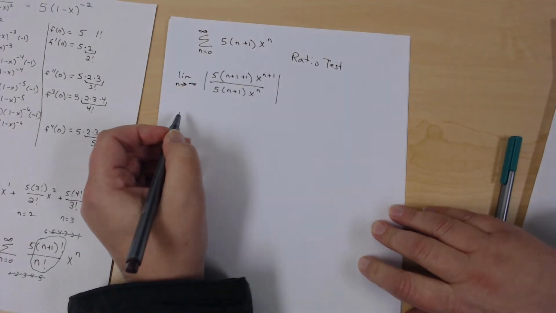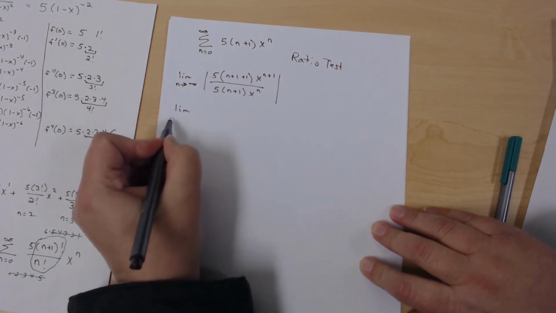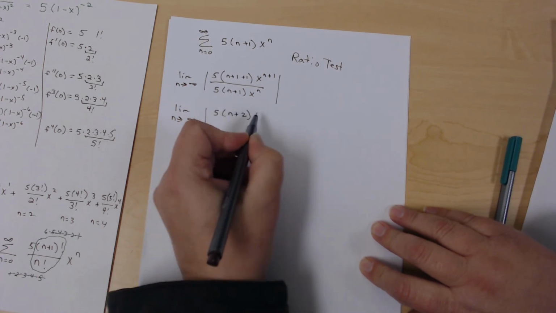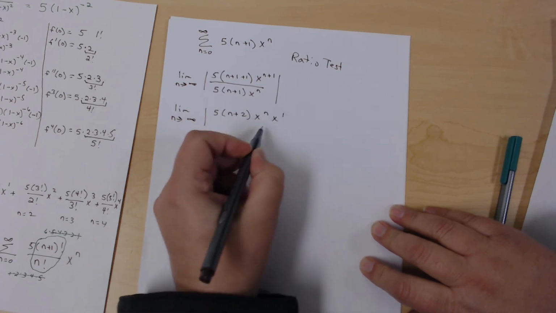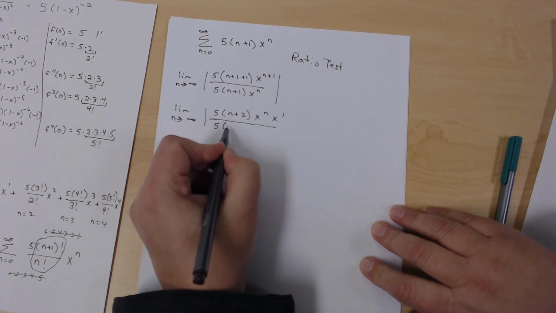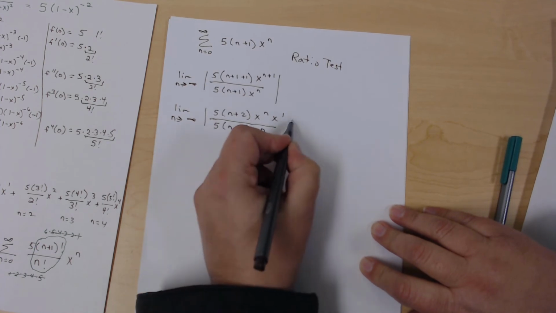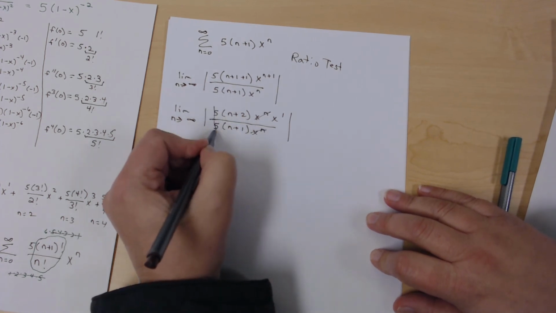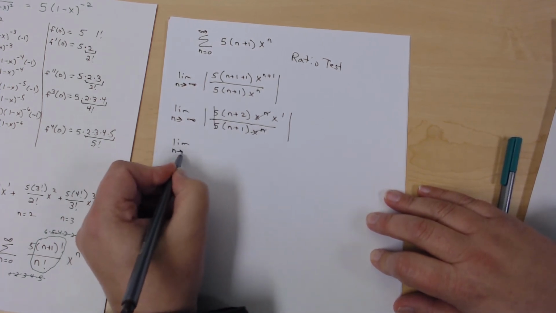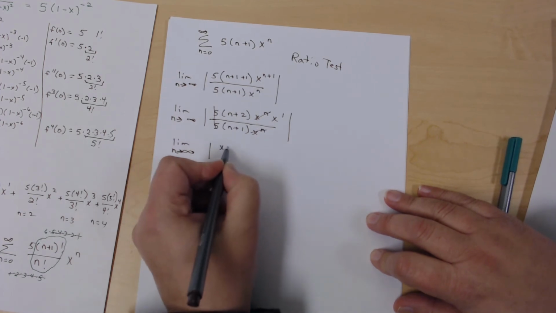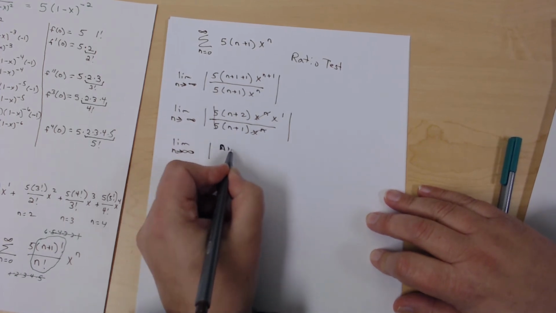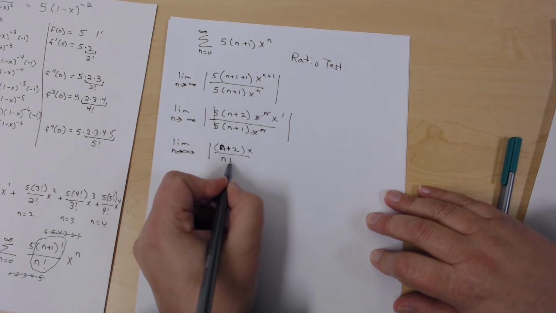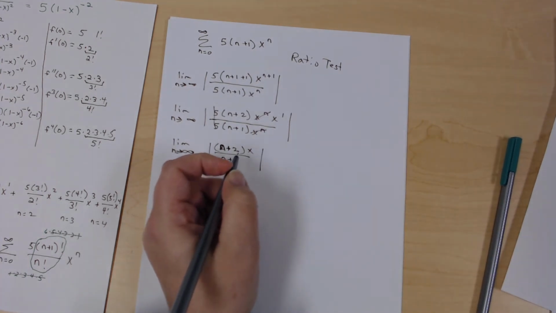Okay. Oh, let's see, what else could we do? Let's clean this up a little, clean up and cancel, right? So this is 5, this is n plus 2, and then x to the n, x to the first, over, and then this guy stays. All right, so these guys cancel, and these cancel. All right, so let's take a look. We've got the limit as n approaches infinity of the absolute value, which is important, right? Of n plus 2, and then we've got the x, and then over n plus 1.